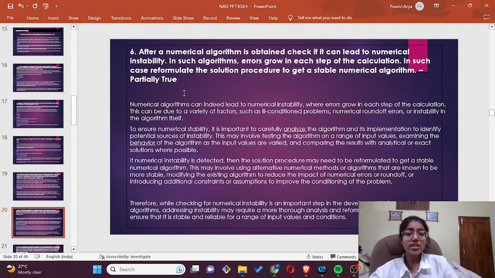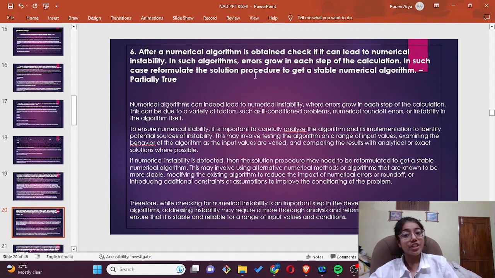Sixth question is, after a numerical algorithm is obtained, check if it can lead to numerical instability. In such algorithms, errors grow in each step of the calculation. In such a case, reformulate the solution procedure to get a stable numerical algorithm.